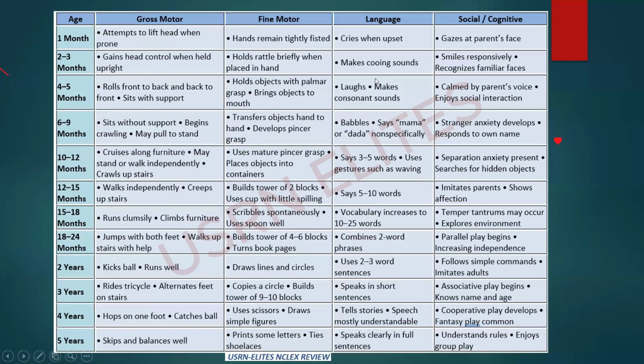The next one, when it comes to language, between 2 to 3 months, they should be able to make cooing sounds, right? And social and cognitive wise, they smile responsively, okay, and they recognize familiar faces.